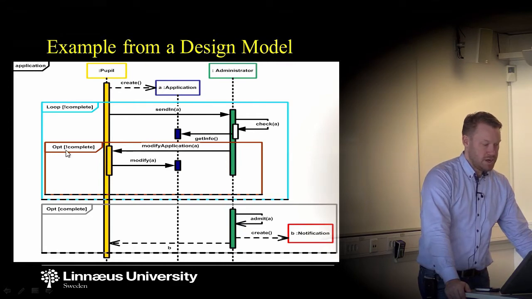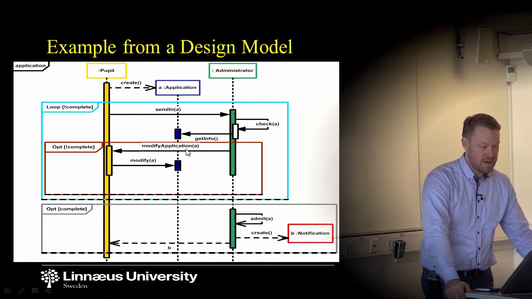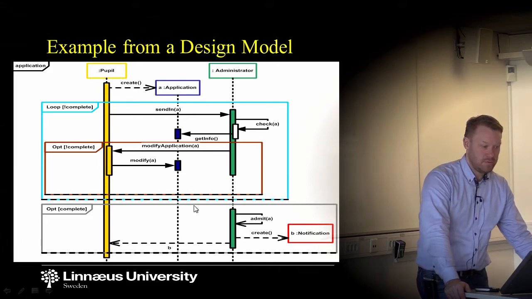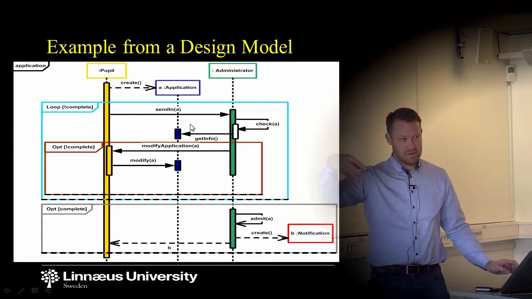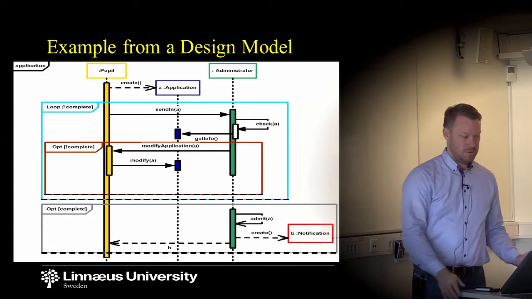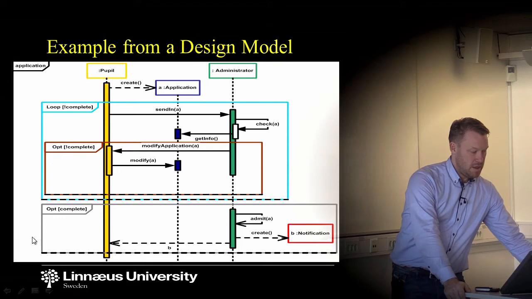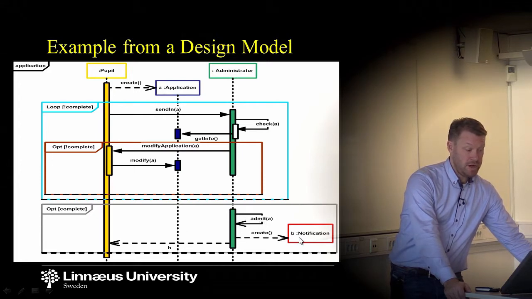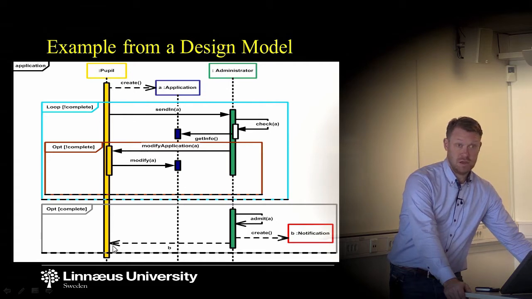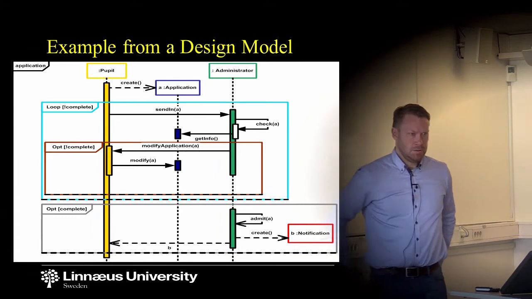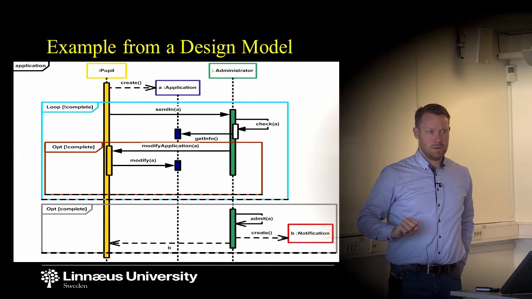And now we can go on here and say that if the administrator deems the application not being complete, they will ask the pupil to modify it. And the pupil will modify it. And then, since it's not complete, remember, we go up here and we loop again. So it's sent in again, it's checked. Now you see we have this iterative behavior until the administrator deems the application to be complete. And then we go down here. If the administrator says it is complete, then we can admit the pupil and we create a notification with the name B. So here we create an object and this object is returned back to the pupil object. I just explained to you some source code.